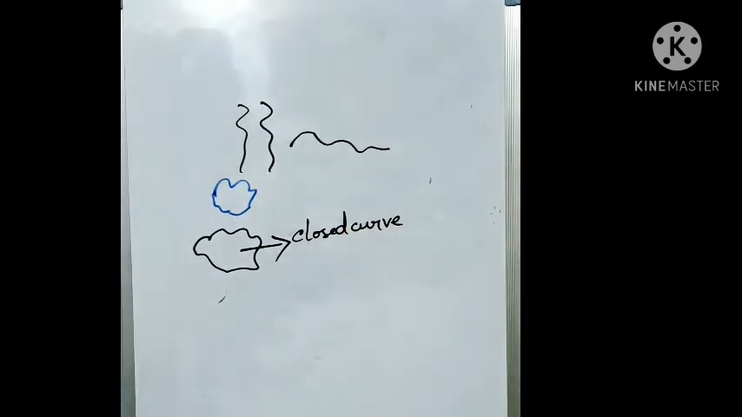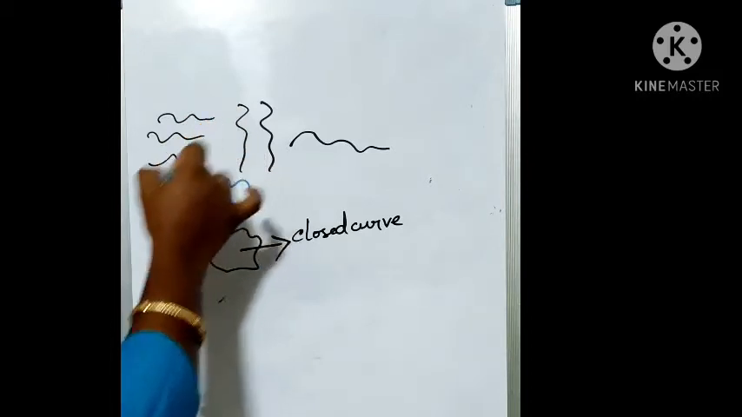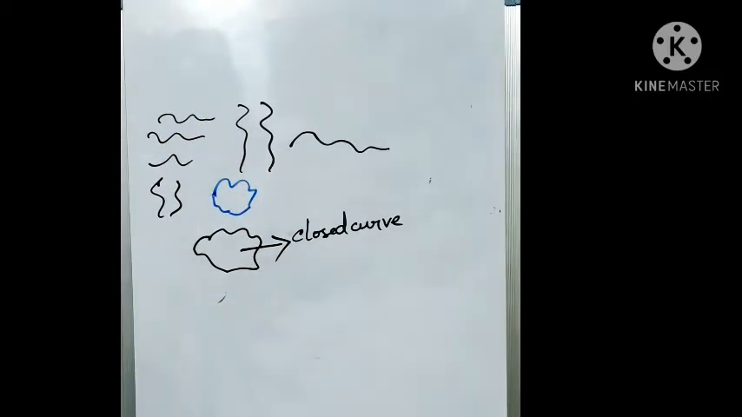Next, what do you mean by a simple curve? It is one that does not cross itself. So it should not cross itself. You can just scribble or do anything. That is called a simple curve. Okay, fine?